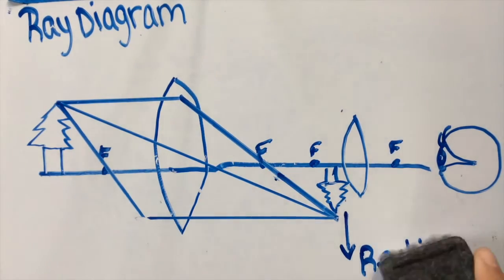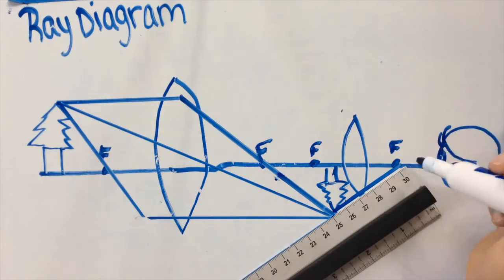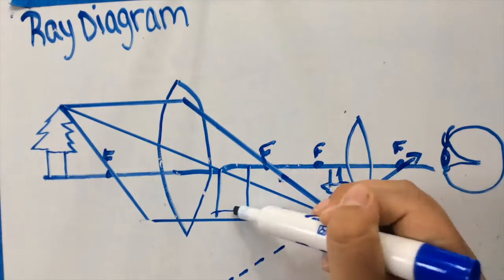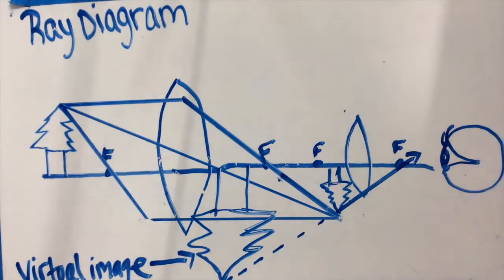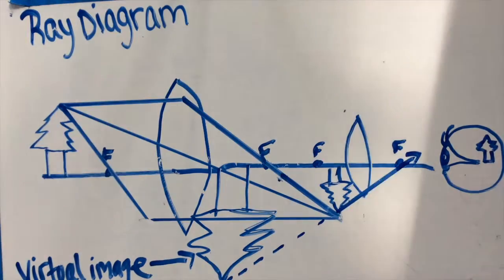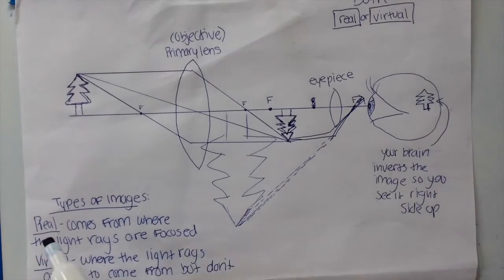With convex lenses, if the image is outside the focus point, then the image will always be real. If it is inside the focus, like the second convex mirror, then the image will be virtual, and when we look through the lens, our eyes will revert the image. Here is the ray diagram drawn out more cleanly on paper. To be more clear, a real image comes from where the light rays are focused, and a virtual image is where the light rays appear to come from but don't.